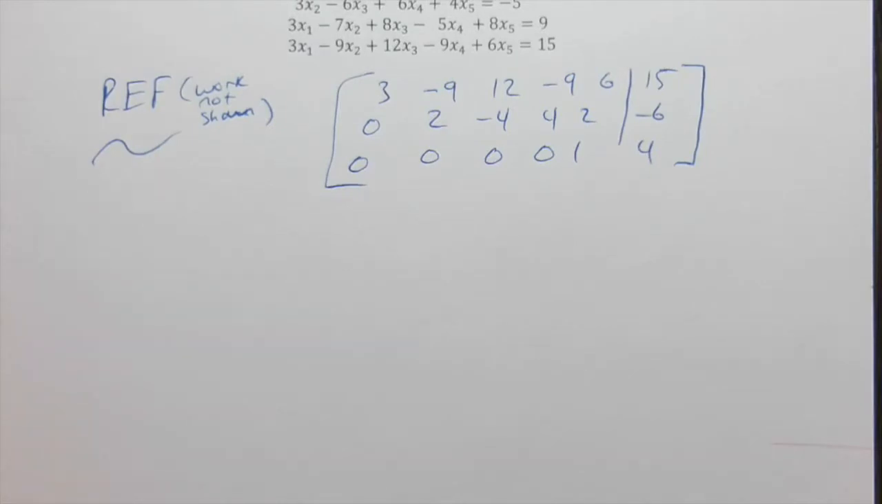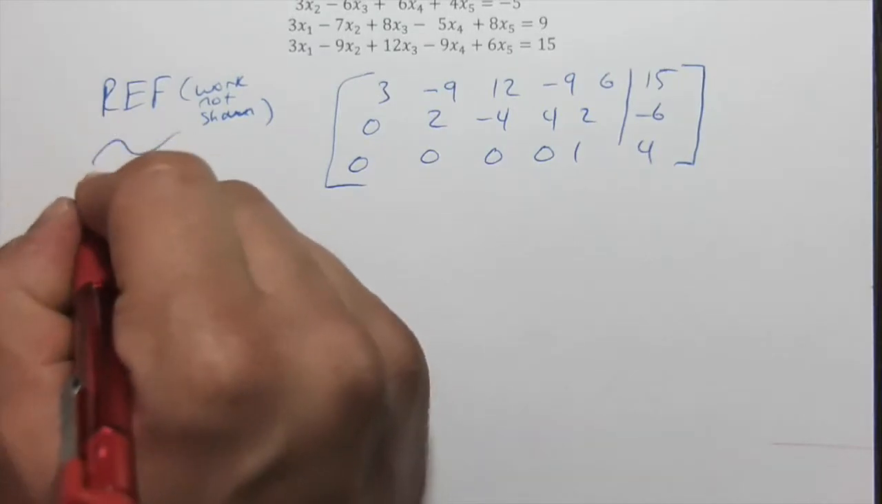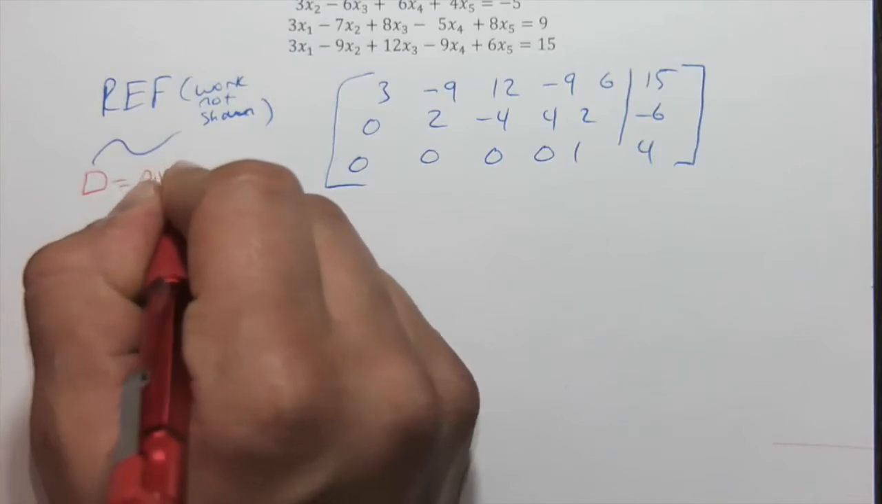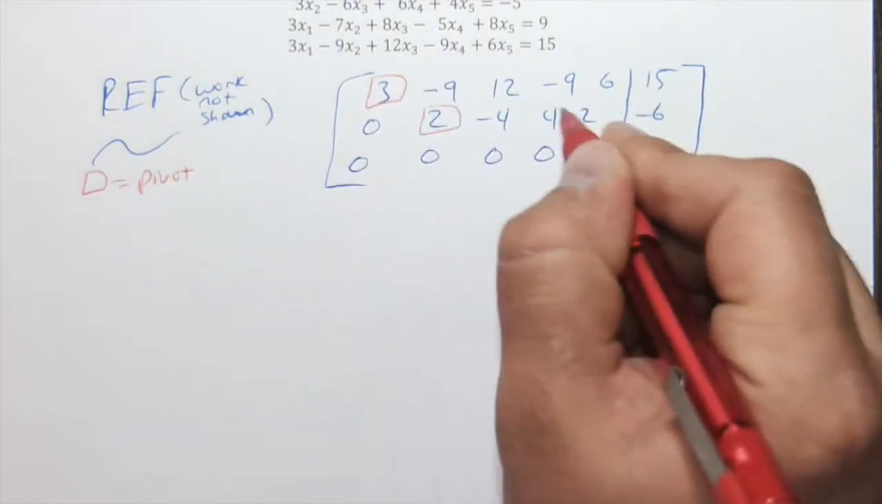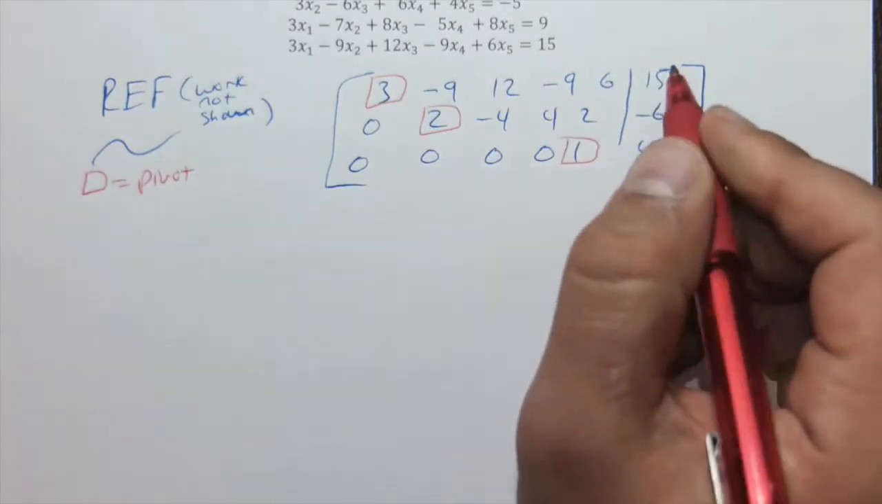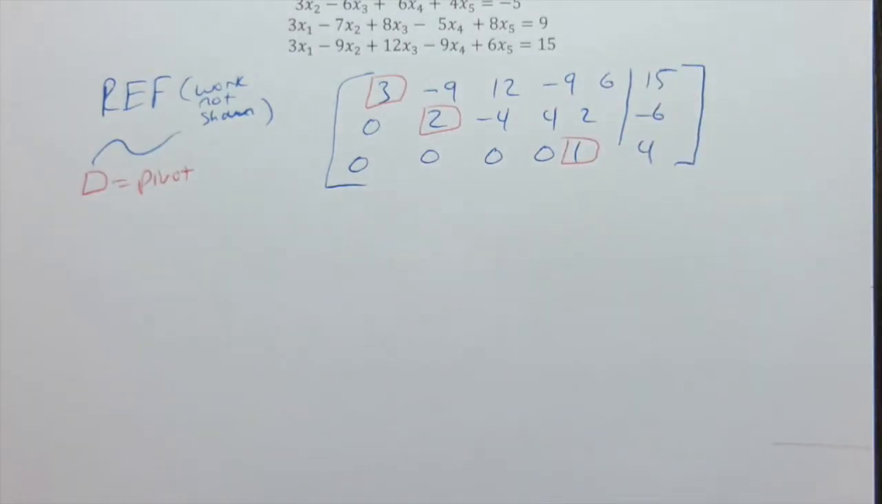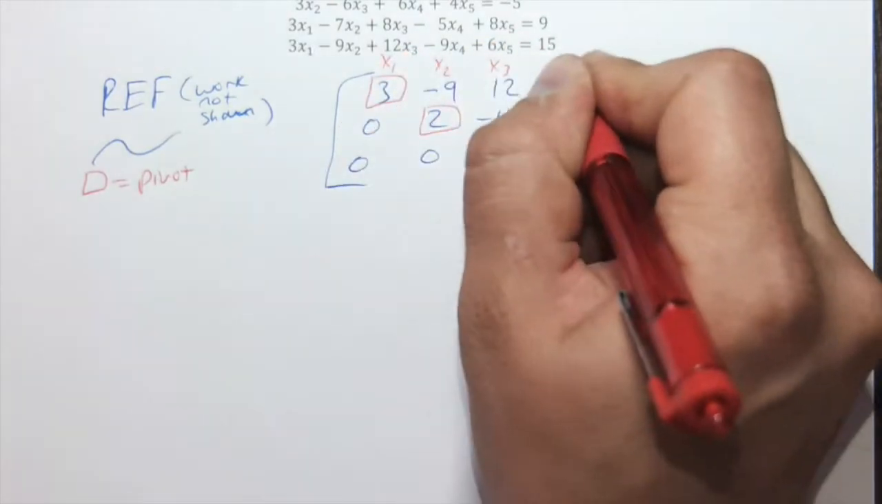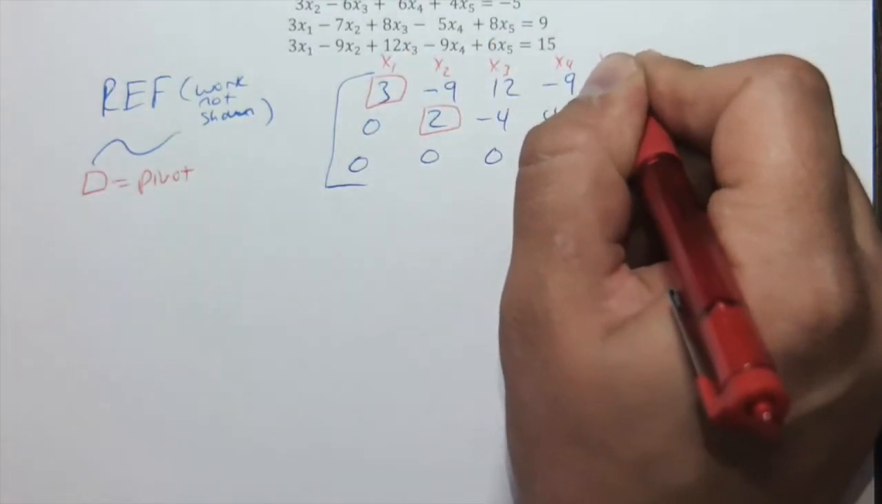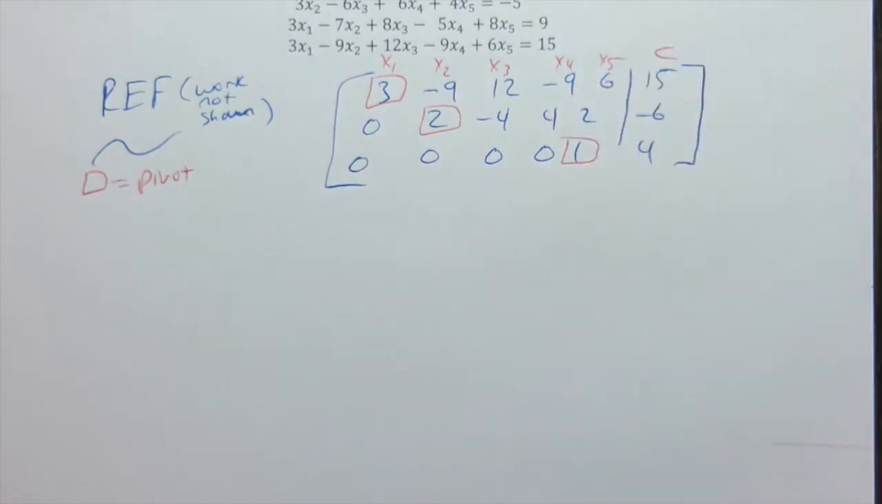Let's also keep in mind where the pivots are. So I'll box in the pivots like I have in the past. We know this is a pivot, down and right, this is a pivot, down and right, this is a pivot. Also key to this is knowing what variables those are associated with. So I'll remind us this is the x1 column, x2, 3, 4, 5, and then we've got the constant.